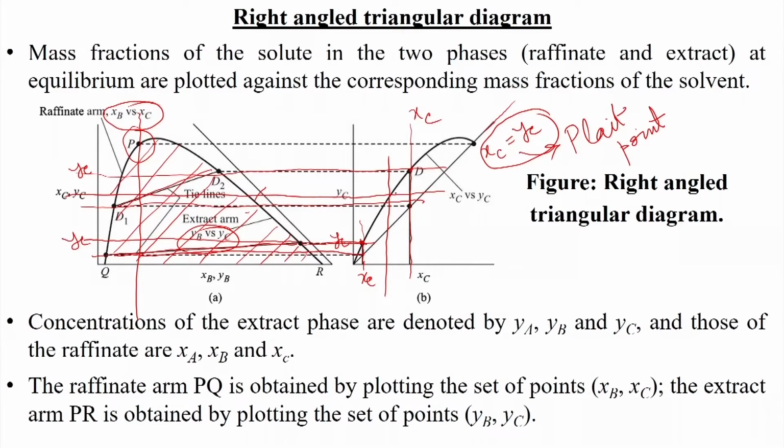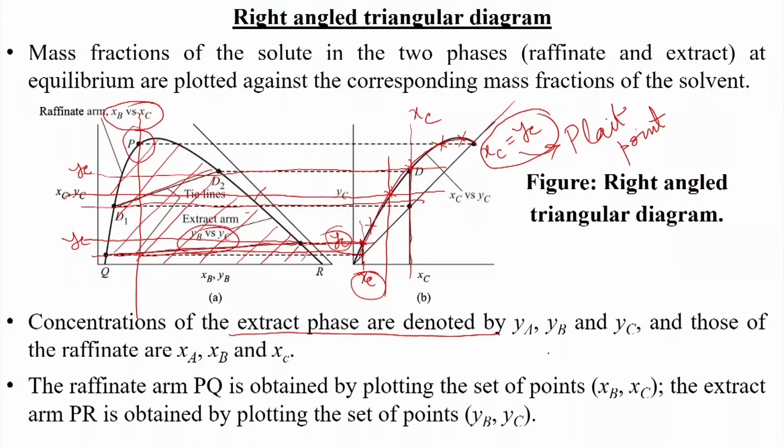So, using this one we will be getting the common points this way. Then we can get the equilibrium line, and whenever we join this equilibrium line, we will get the yc value corresponding to the xc value. Okay.